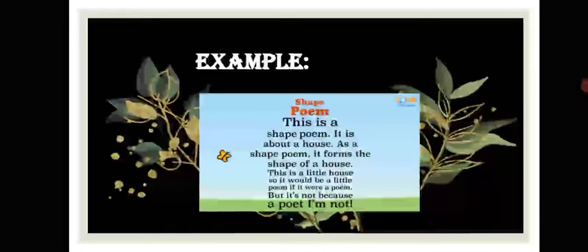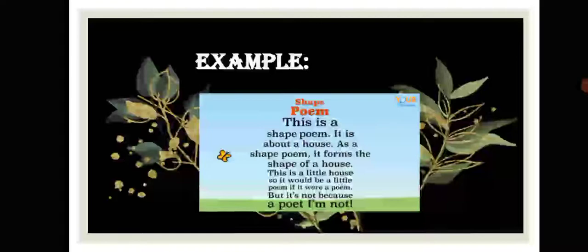Okay, these are the examples of a shape poem. As you can see, the shape poem is a house. We can easily identify its meaning because it's constructed by a shape. This is a shape poem. It is about a house. As a shape poem, it forms the shape of a house. This is a little house, so it would be a little poem if it were a poem, but it's not because a poet I'm not.